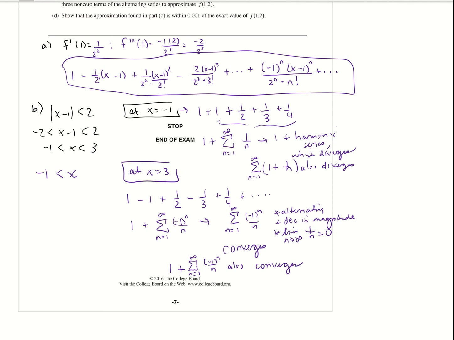You don't really have to explain that. The reader is going to understand what you're saying there. So at 3, we will have a closed interval. There's our interval of convergence for part B.